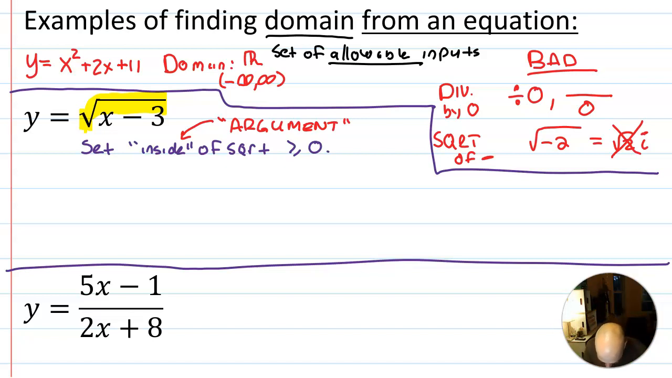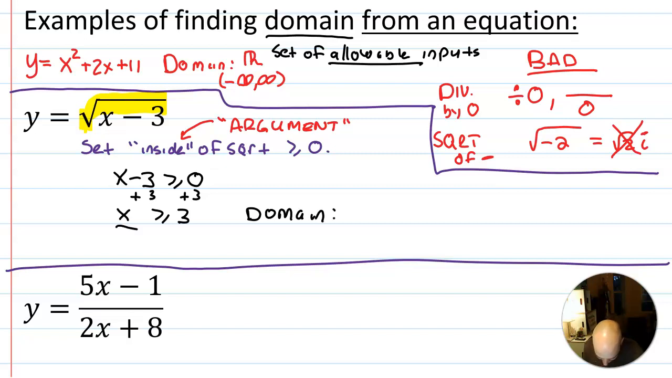So that looks like saying x minus 3 is greater than or equal to 0. Hey, we know how to solve inequalities. You add 3 to both sides. You don't have to flip the sign, and you get x is greater than or equal to 3. So that means that the domain in interval notation is just the translation to intervals of x greater than or equal to 3, which is 3 to infinity. Boom, we're done.